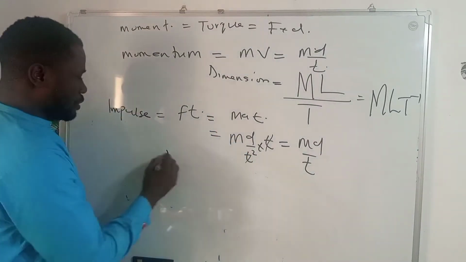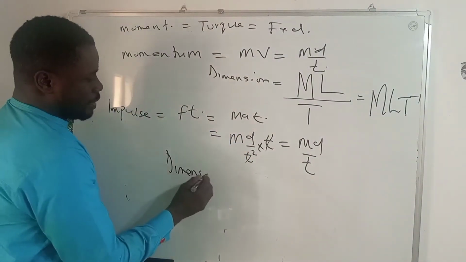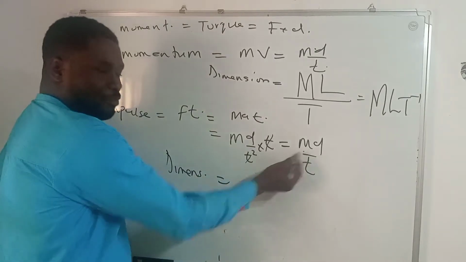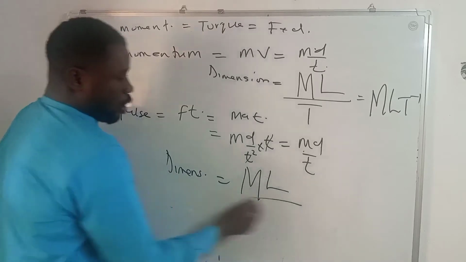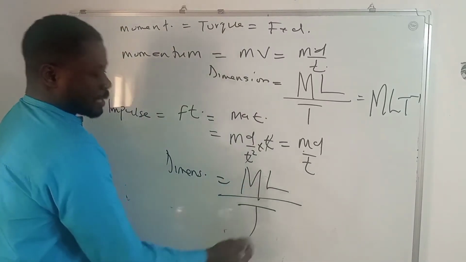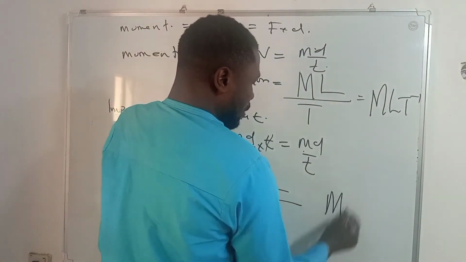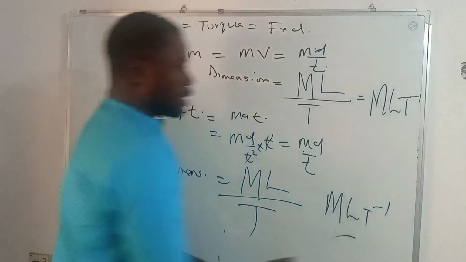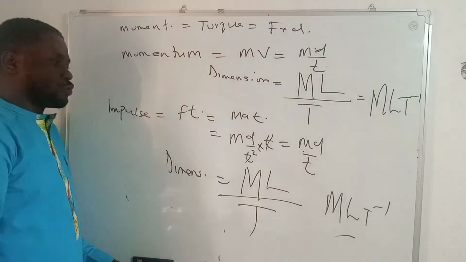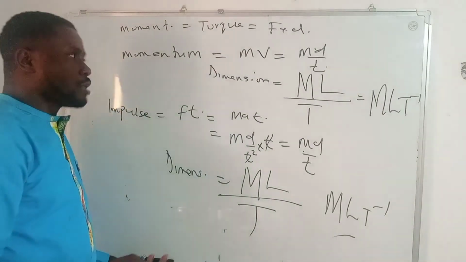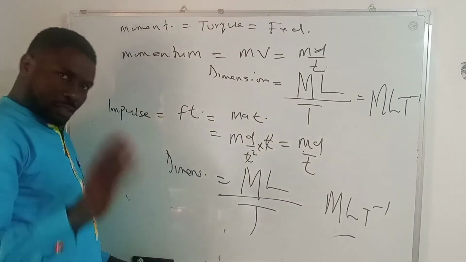If you now look for the dimension at this point, the dimension of mass will be capital M, the dimension of d will be capital L, all over the dimension of t, that will be capital T. And that will be M L T minus 1. You see that is the same as the dimension of what? Momentum. That's why I said the dimension of impulse and that of momentum are the same.